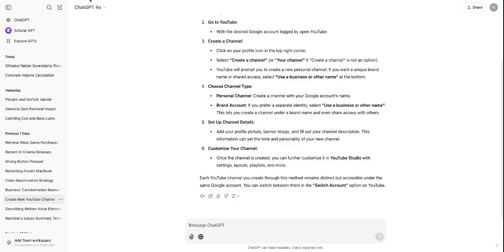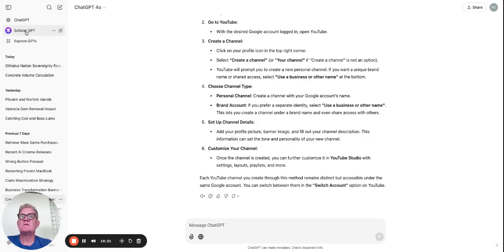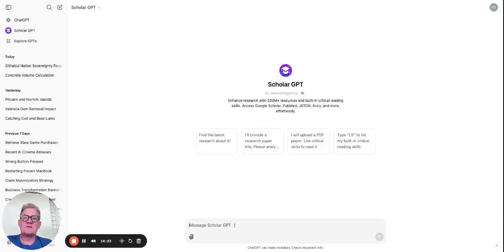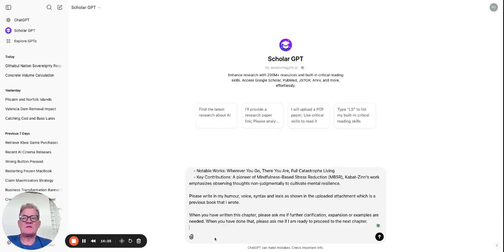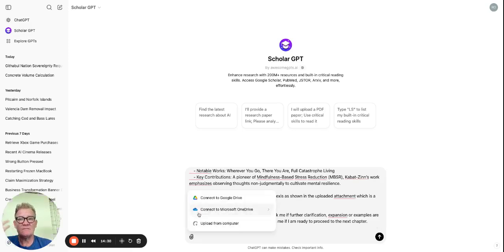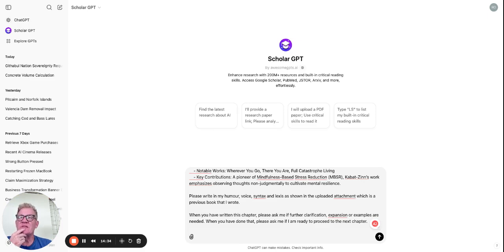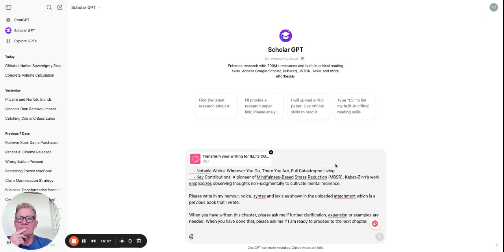There's the thing I did before. Let's ask Scholar GPT. Oh no, it does it. Sweet. Now let's try this in Scholar GPT. Maybe this is going to give me more academic references, which is ideally what I want. Come on, brain. Where am I looking? I'm looking documents. Transform your writing.